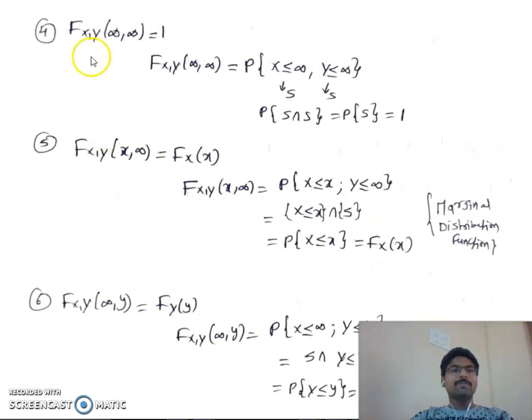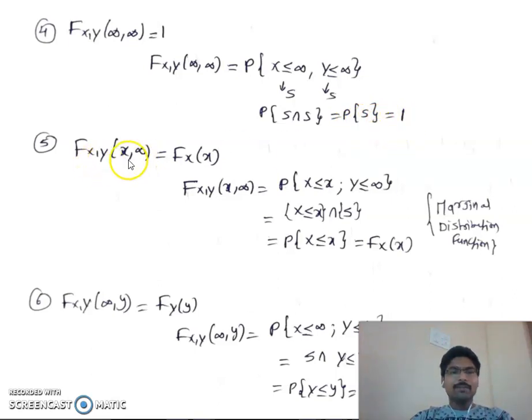Next we will see the fourth one. F_{X,Y}(infinity, infinity) is equal to 1. That is, F_{X,Y}(infinity, infinity) is equal to probability of X less than or equal to infinity intersection Y less than or equal to infinity. X less than or equal to infinity means it contains the total sample space here. Y less than or equal to infinity means it contains the total sample space. So intersection of two sample spaces is nothing but the sample space.